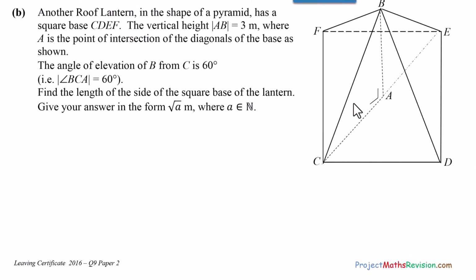So let's put in the information we're given. We have the vertical height AB, which is 3 meters. We have the angle of elevation here, which is 60 degrees, and we're looking for the side lengths of the base here. We're looking for x.